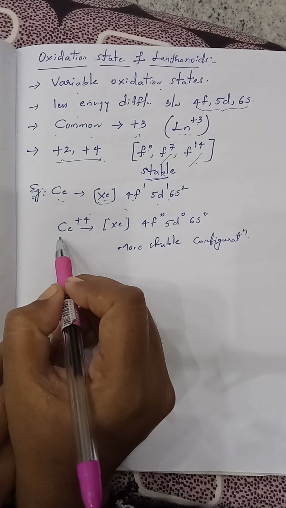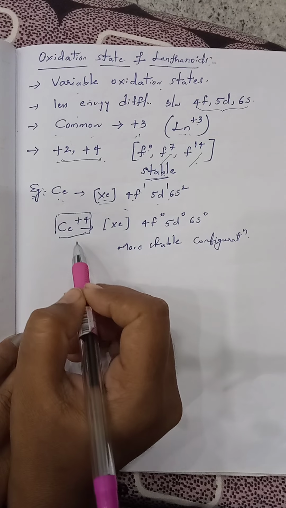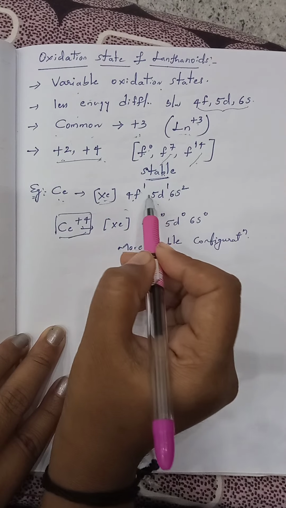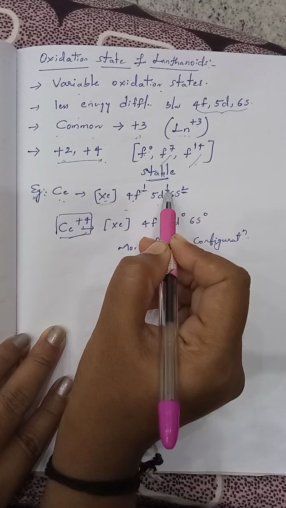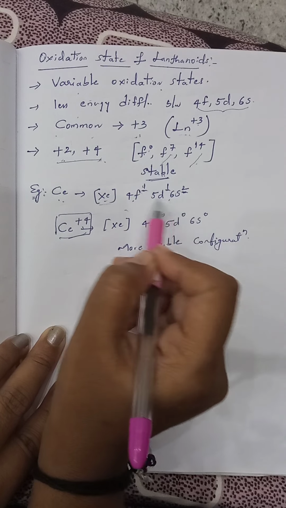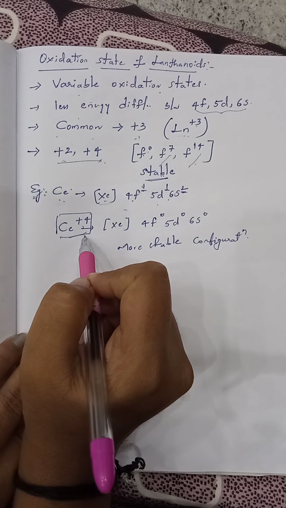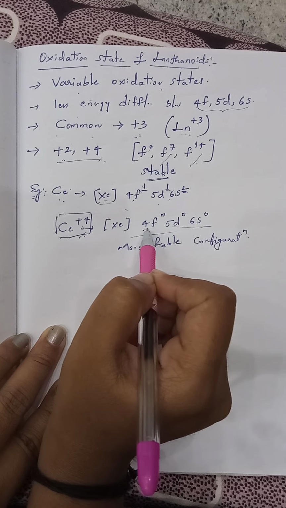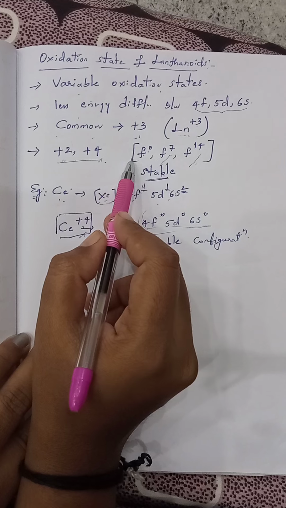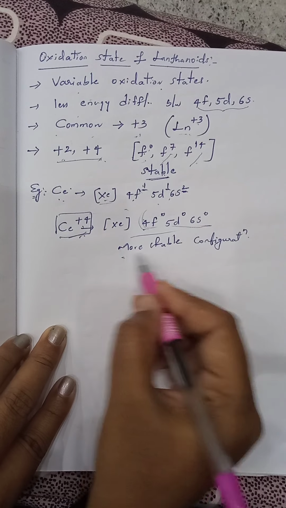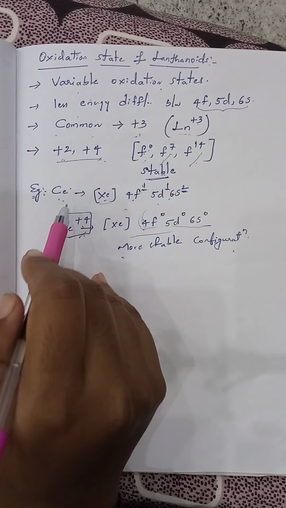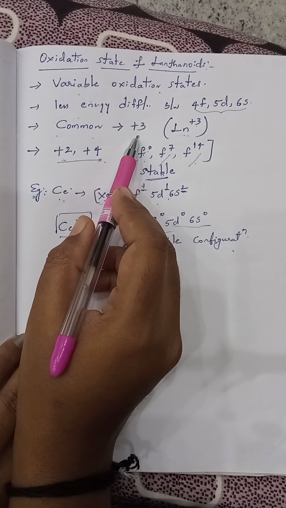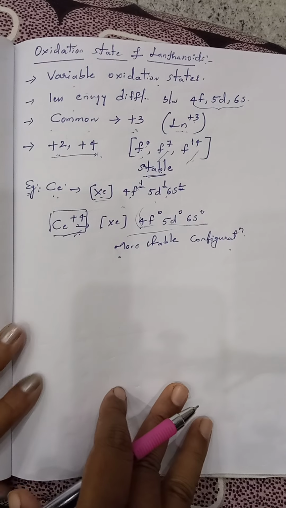Understand? Now, cerium can exist in +4 oxidation state. To get this +4 oxidation state, it loses 4 electrons from its outermost shell, which contains only 4: 2 plus 1 is 3, 3 plus 1 is 4. If it loses all these 4 electrons, cerium can exist as cerium +4. In the cerium +4 oxidation state, it is completely stable because there is no electron in the f orbital. That is a stable configuration. So to attain a more stable configuration, lanthanides can show +2 and +4 oxidation states in addition to +3. That is about the oxidation states.